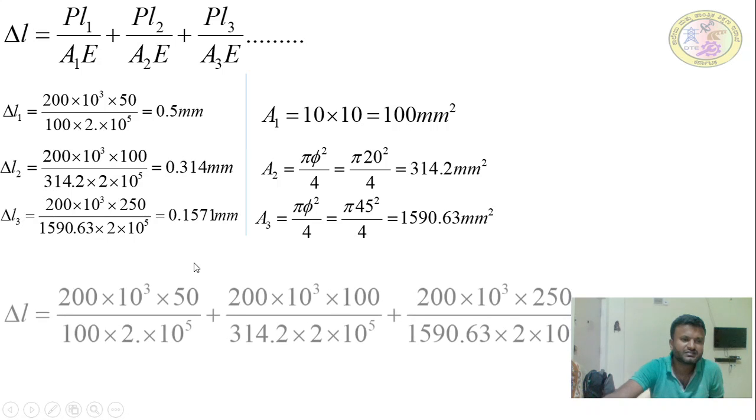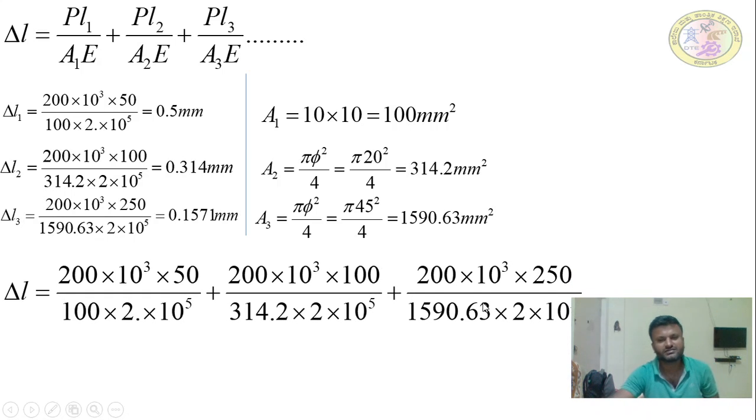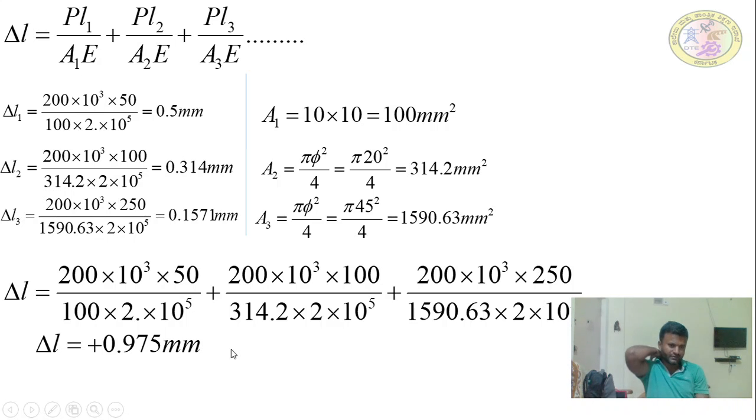So total elongation delta L is equal to delta L1 plus delta L2 plus delta L3, which is equal to 0.975 mm. The total elongation is less than 1 mm when we are subjecting it to a 200 kilonewton axial tensile load.